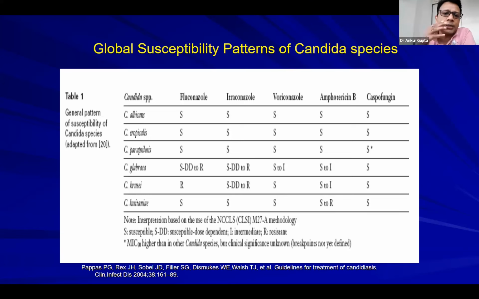So this is the general susceptibility that we see. But again, in microbiology, you cannot borrow anything from your neighboring hospital also. Forget global. So I would urge all of you to ask your microbiologist to give you the susceptibility patterns of different antifungals for your hospital.